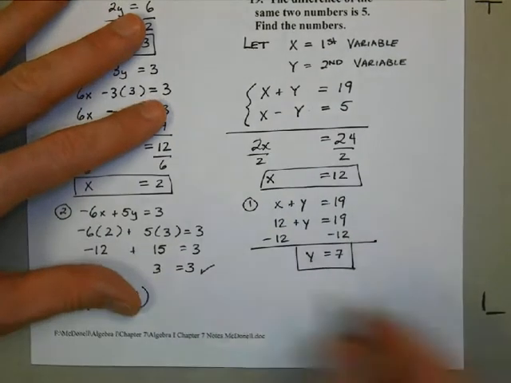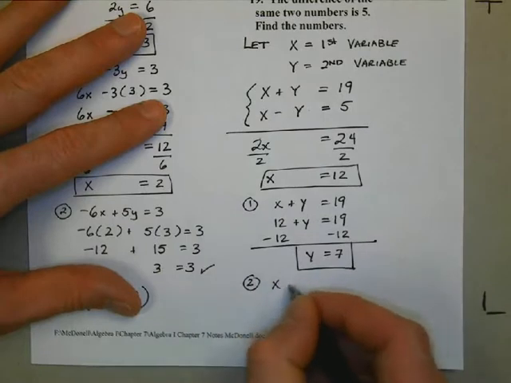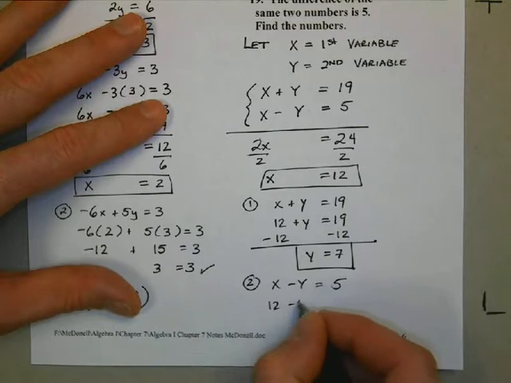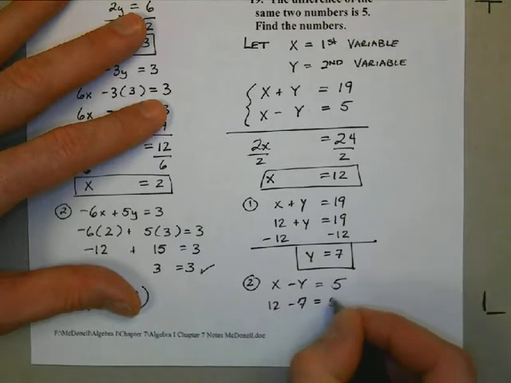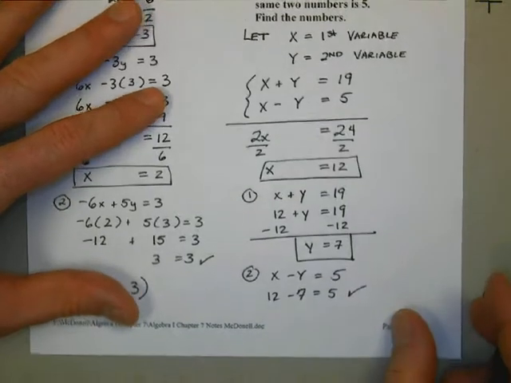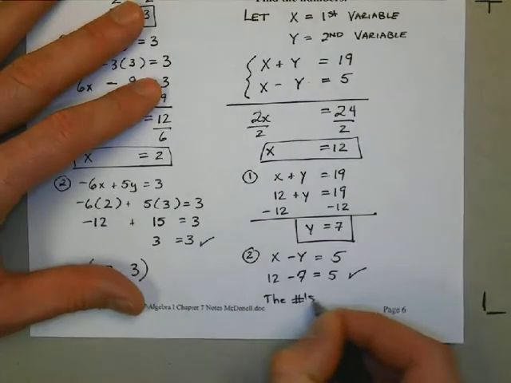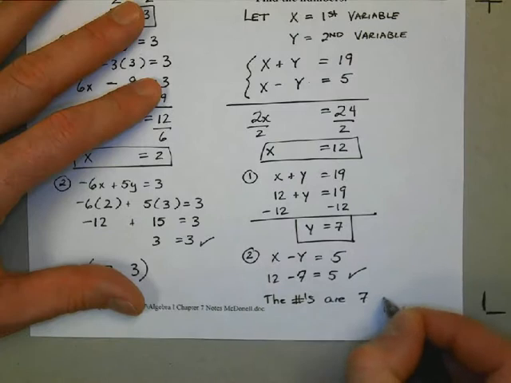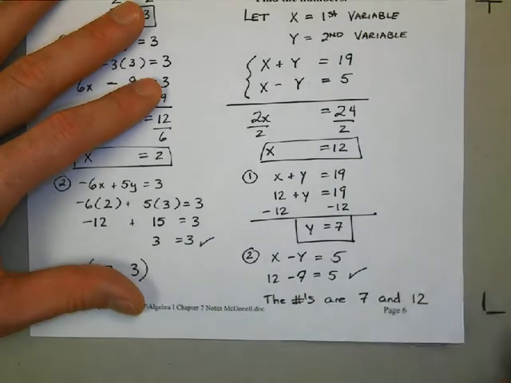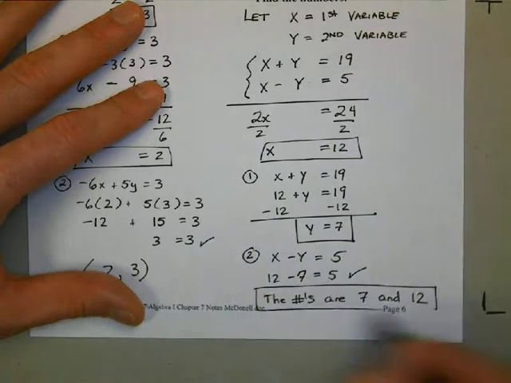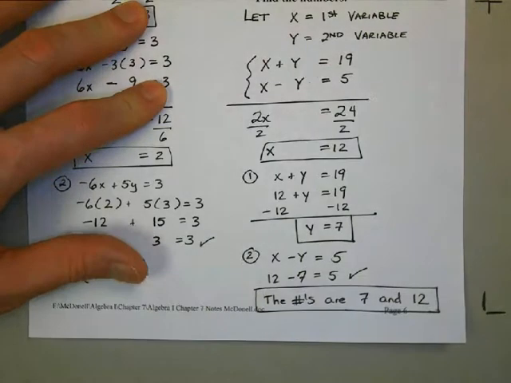Like all of our problems before, we do need to check. So we use the second equation to check it, which is x minus y equals 5. Obviously 12 minus 7 equals 5, and the problem checks. We need to answer the question. So we say the numbers are 7 and 12. It doesn't matter the order in this case because it is a story problem, but it is important that you answer using a sentence.